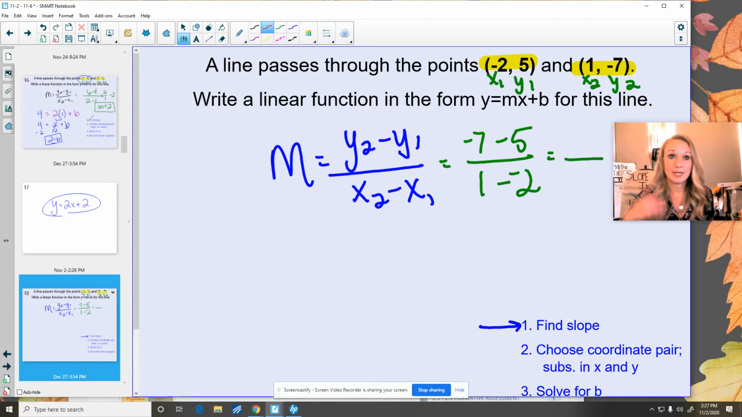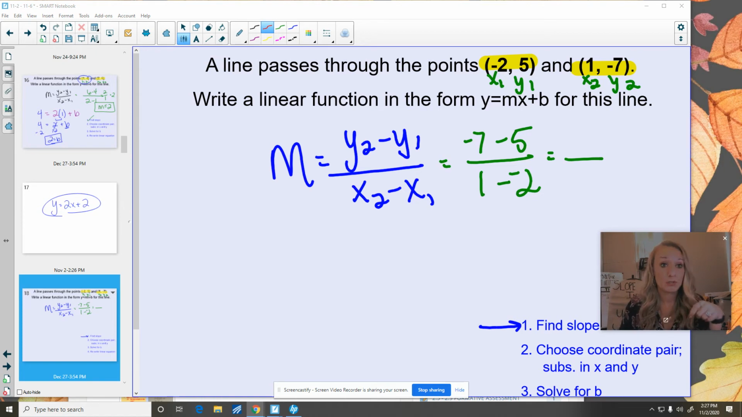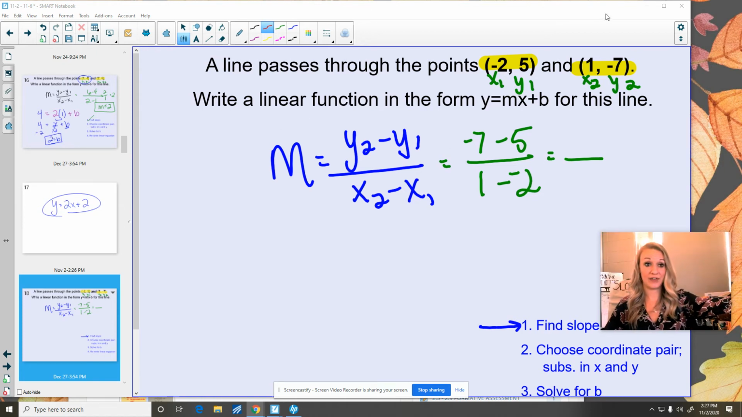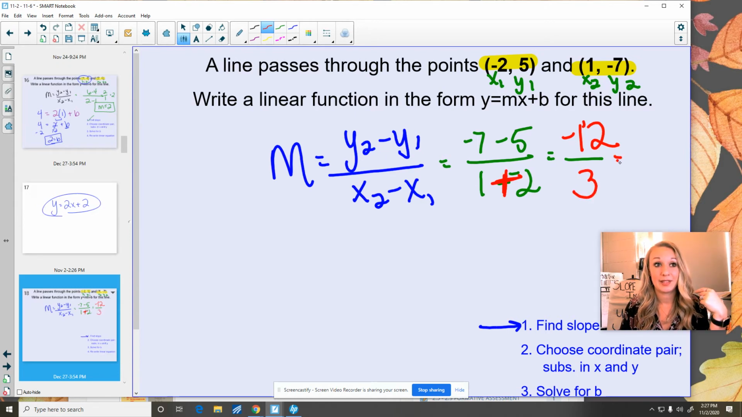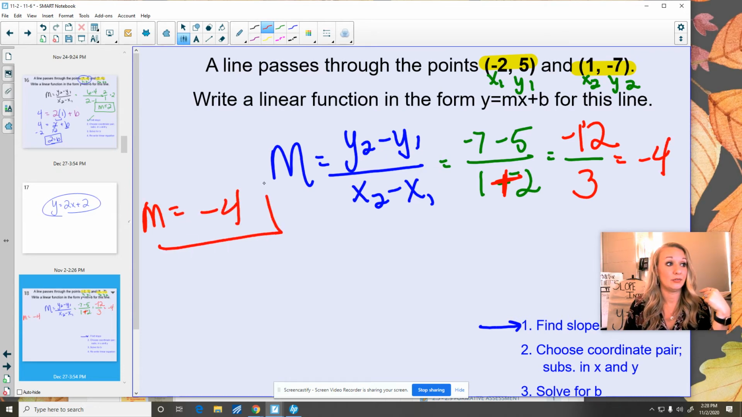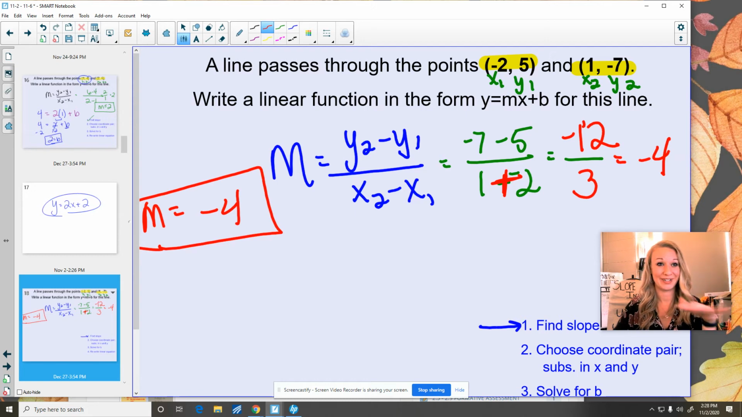Now, when you start to integrate negative signs into your coordinate pairs, let's make sure that we're being very cognizant of our signs because we don't want to overlook those. So if we have -7 take away another 5, you are moving even more negative. That would leave us at -12. And then if you have 1 minus -2, minus a negative turns positive, which means 1 plus 2 is 3. -12 divided by 3 is -4. So m is equal to -4. Okay, we got our m value.